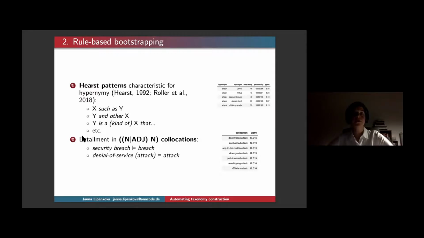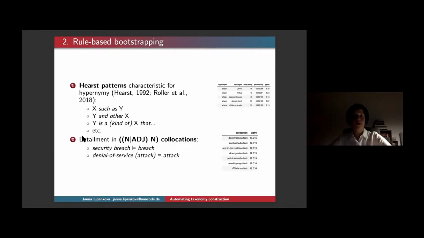So coming to the approach, in terms of rule-based bootstrapping, there are two mechanisms that we use. One is the heuristic patterns that are characteristic for hyperonymy. This is a set of around 70 patterns that was already formulated in the 90s, but has recurred in the literature quite often, also in the past years. These are patterns like X such as Y, Y and other X, Y is a kind of X, and so on. We formulate them, and this is an important point, not in terms of surface patterns, but based on the dependency structure in the sentences.